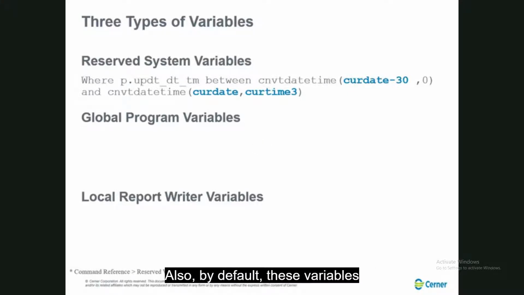Also, by default, these variables are going to be known in programs that the creating program calls. This behavior can be changed by defining the scope of the variable. We'll expand on scoping options in a future discussion. Global program variables can be used in qualifications and for display.